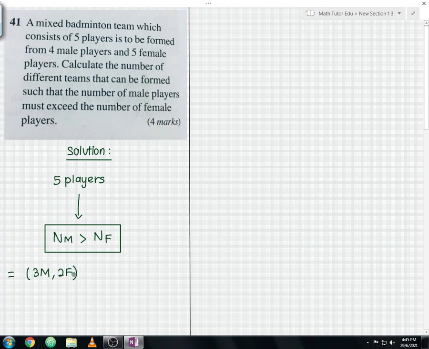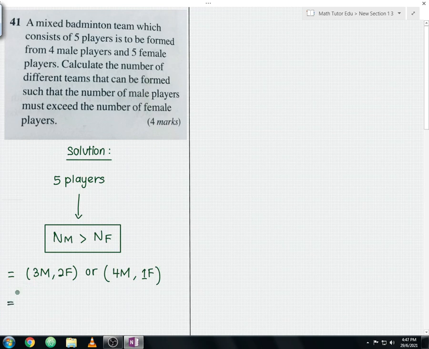Or you can have 4 male players, which in this case is all the male players, and 1 female player. So 4 plus 1 you get a total of 5 players as well. So this is the information, guys. This information we're going to convert into the equation form. So let us convert into the equation form.